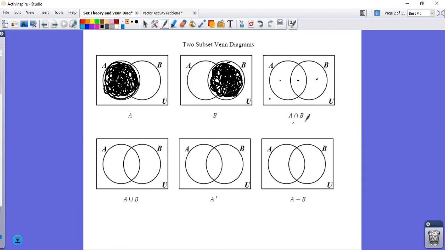The intersection is what I always call the little football-looking area. Intersection is where they both are. And the union of two sets is the two together. So it's both sets together, including the intersection. When you union two sets, it's both of them together.